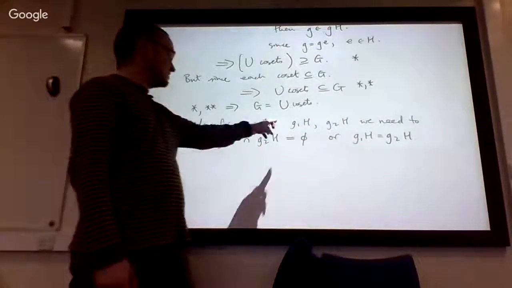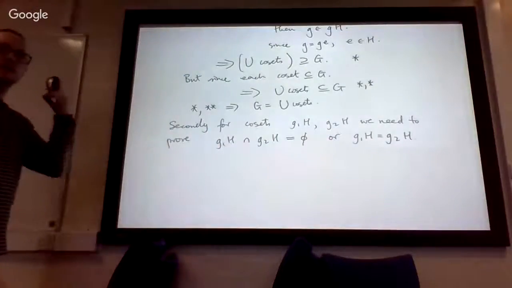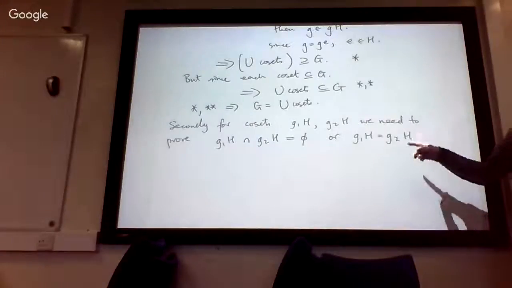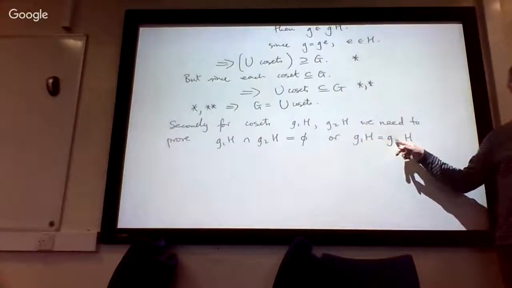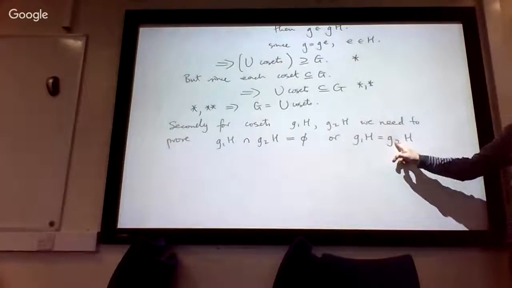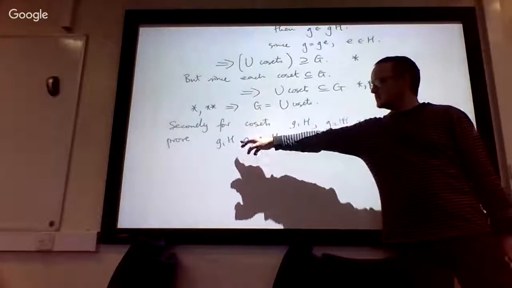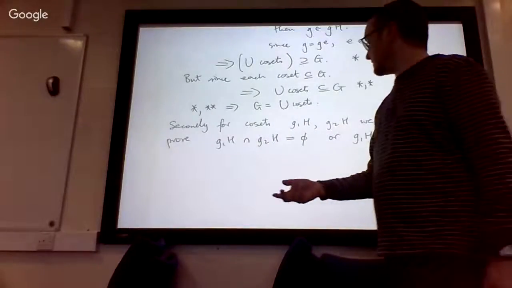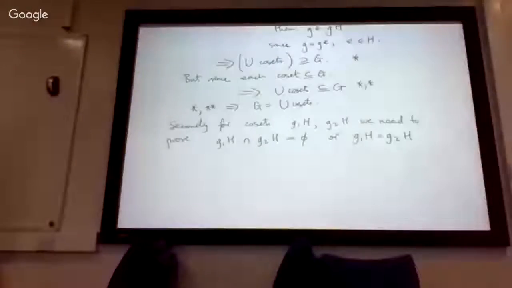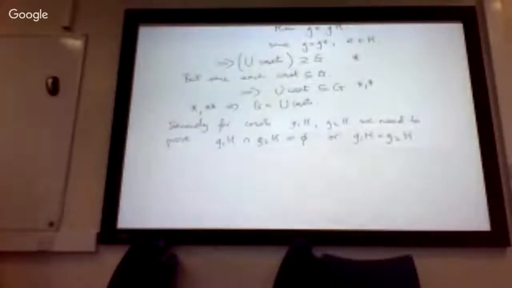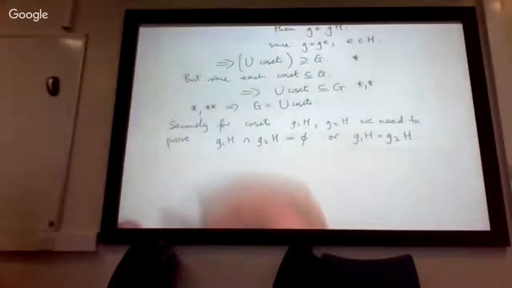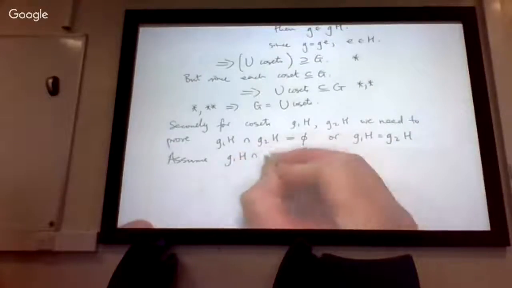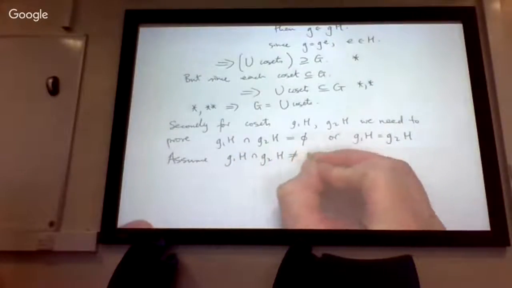So for any two representatives, a little g1 and a little g2, we have to be able to prove that, well, maybe they're the same coset. In which case, it's just the same coset represented by two different representatives. Or the two cosets have no overlap. So the way we prove this is to assume that, typically the intersection might be empty. So we assume the intersection is not empty.